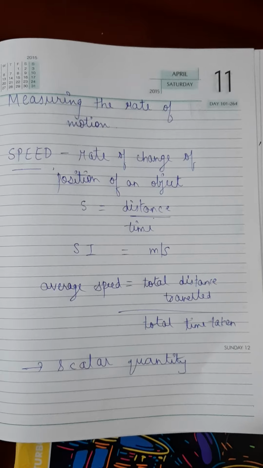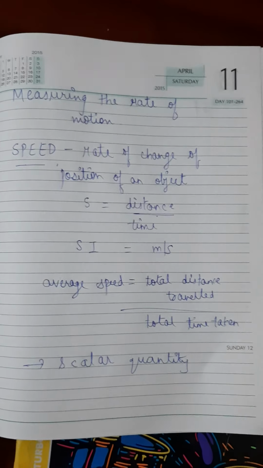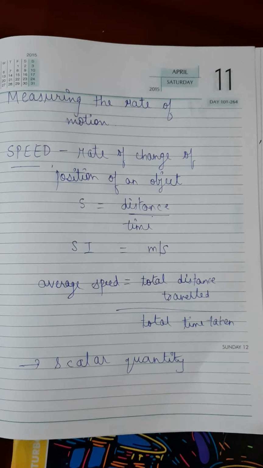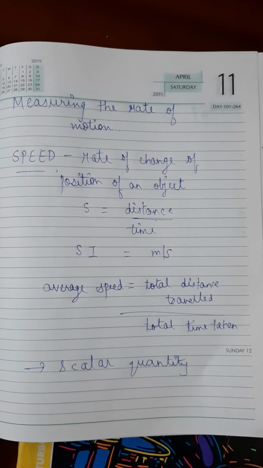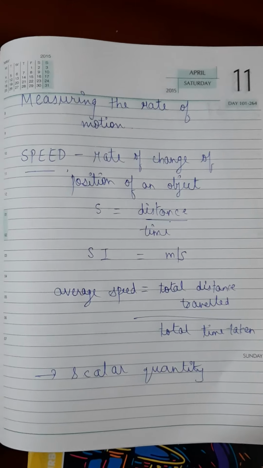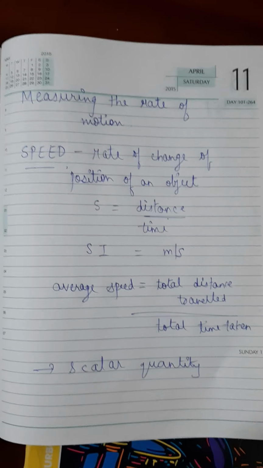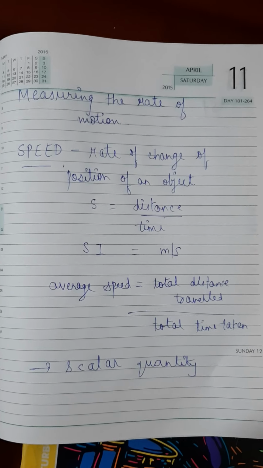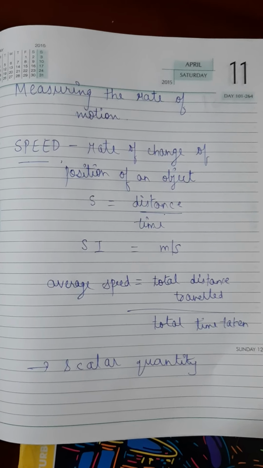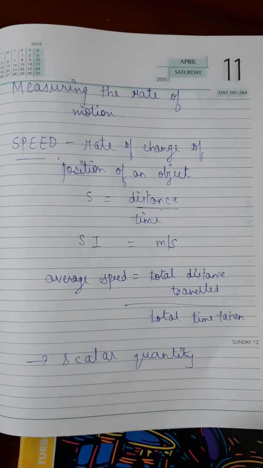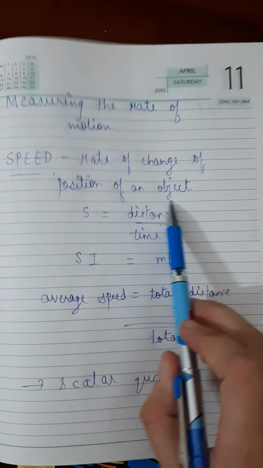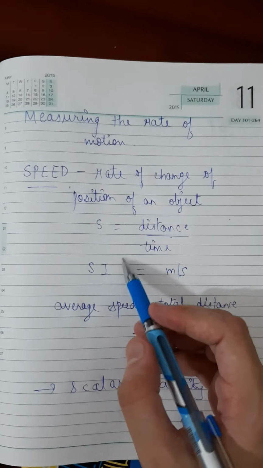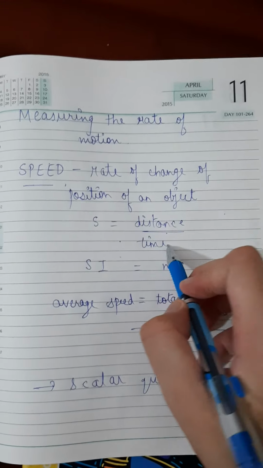So if the case is of same rate, then the objects have same speed, and when the rates are different, then the objects will be having different speeds. One of the ways of measuring the rate of motion of an object is to find the distance travelled by the object in unit time, and the quantity is referred to as the speed. So speed is the rate of change of position of an object, and the formula is distance upon time.